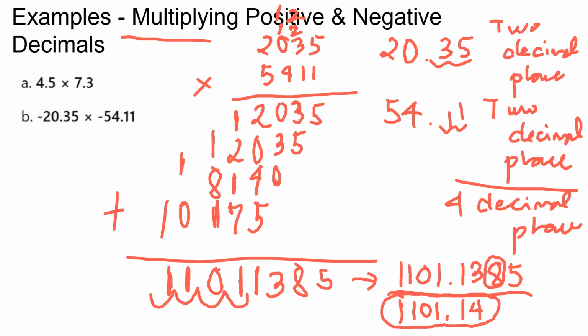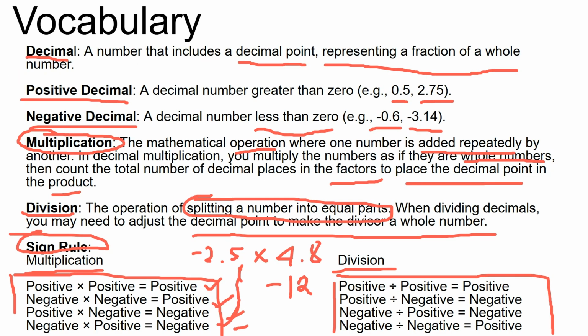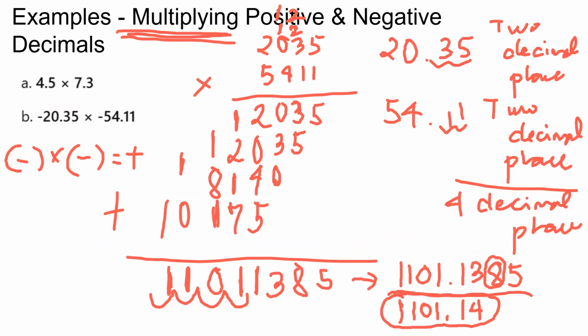Okay, we're talking about multiplication. So negative times negative is positive. Okay? So that's why our answer is positive 1101.14. All right. Yes, because that is what the rule is telling us. Negative times negative equals positive. All right. There you go. You see, it's just easy to multiply positive and negative decimals.